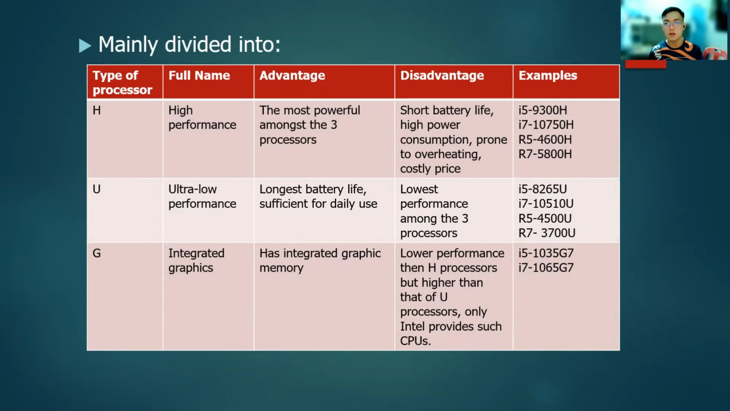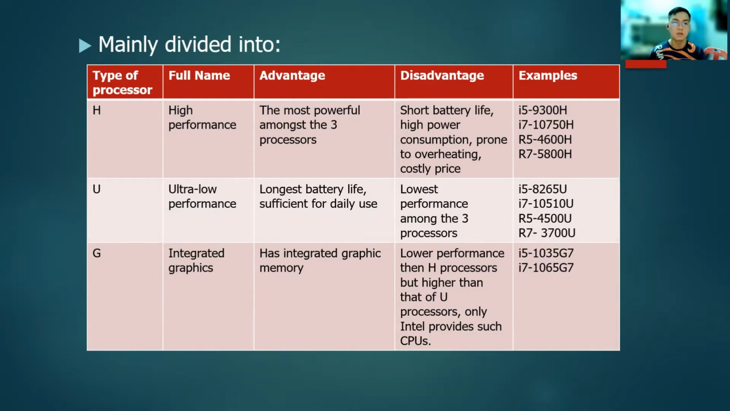So the examples of H processors you can find on laptops in the market were i5 9300H, i7 10750H, R5 4600H, and R7 5800H.